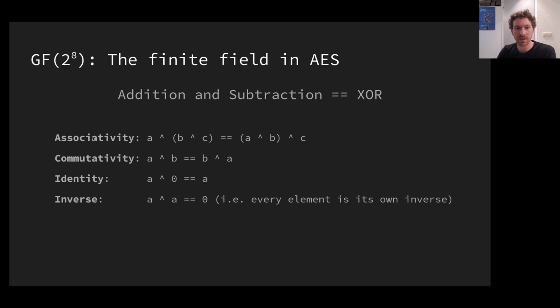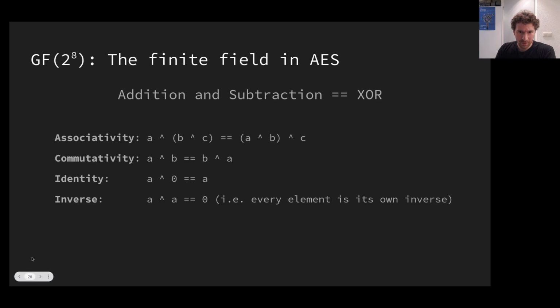So you can actually go through the rules and see that it obeys all of these axioms, like associativity. If we do A XOR B XOR C, or rather B XOR C XOR A, it's the same as doing it in any other order. The order doesn't change. We have commutativity, so if we do A XOR B, it's the same as B XOR A.